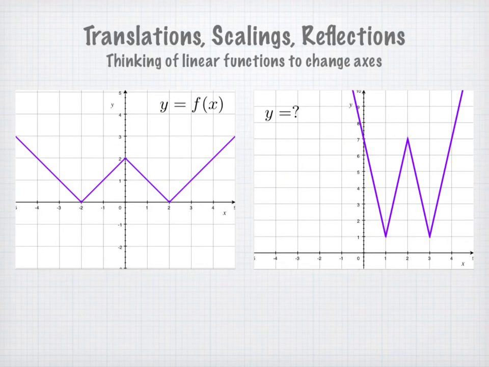Transformations of a graph usually involve translations, scalings, and reflections. A translation corresponds to shifting a graph, a scaling corresponds to stretching or squeezing a graph, and reflections have to do with flipping it either vertically or horizontally across an axis. I want to show you how to think of all of these transformations in a single way.